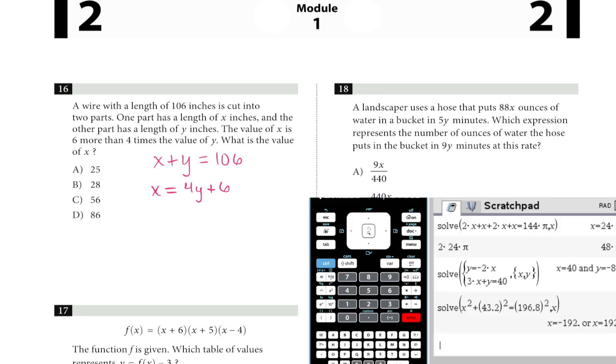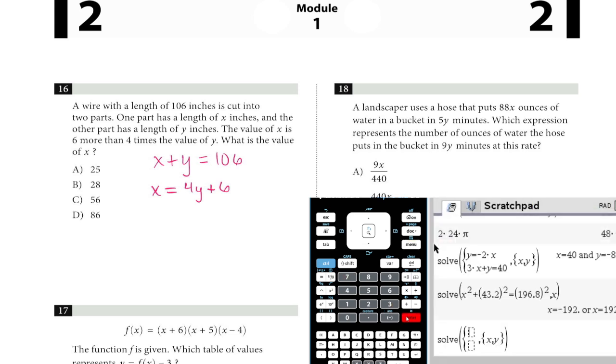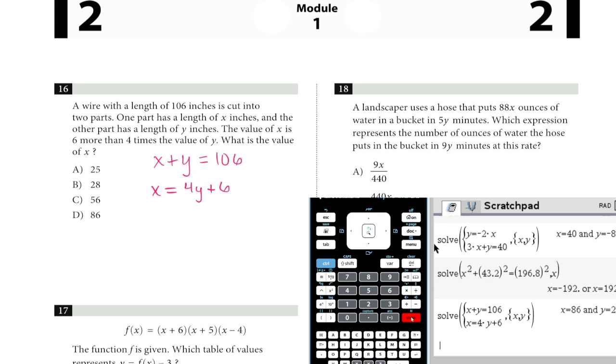So we can solve using our calculator again. Menu 3, 7, 2 equations. So x plus y equals 106. And then x equals 4y plus 6. And we'll hit enter. And they want the x value. So x equals 86. All right. I just realized it's cutting off some of my calculator.